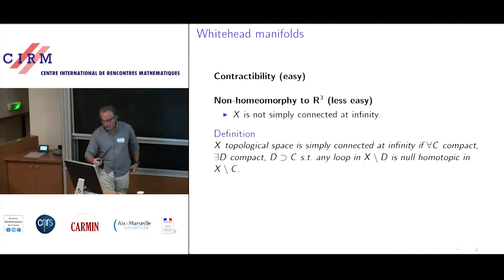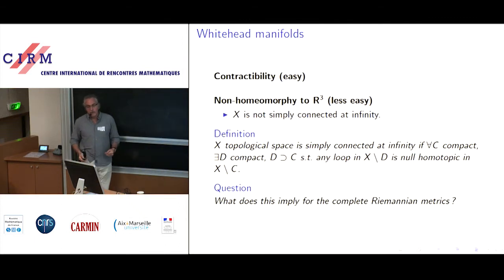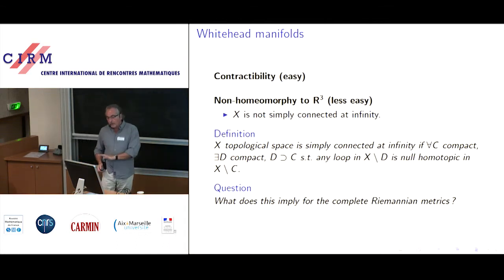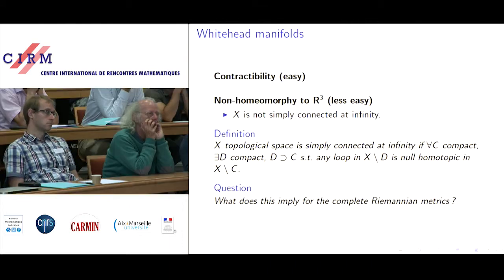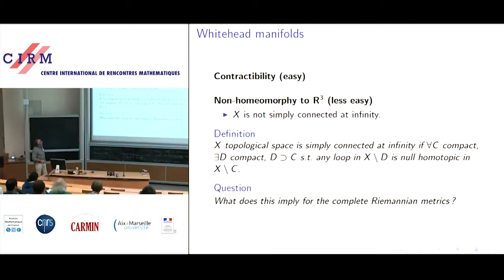And this is a topological property. And a topological property is true for whatever Riemannian metric you can put on this manifold. And one of the questions for which I have at the moment no answer is what does this property imply for the complete Riemannian metric? And I must say I don't see. Well, anyway, this is one way to show that you really construct a space, a three-dimensional open manifold, which is not homeomorphic to R3, although it is contractible.